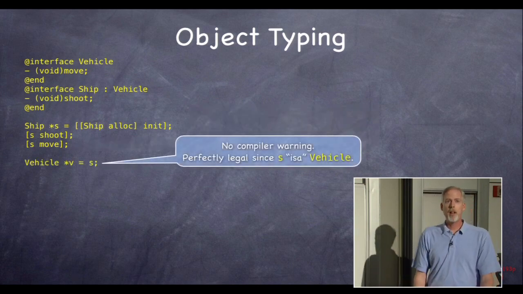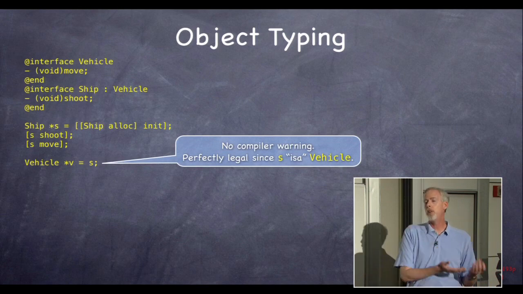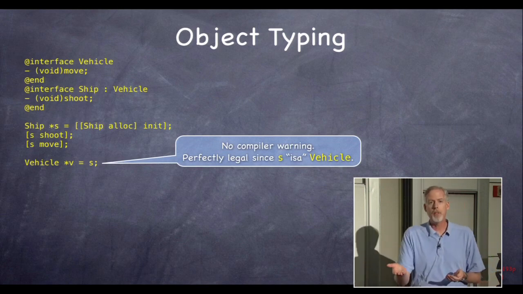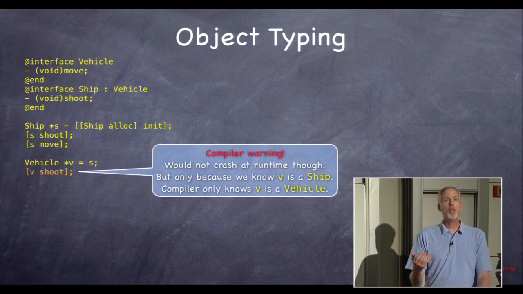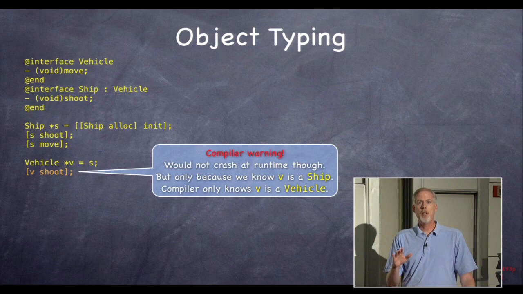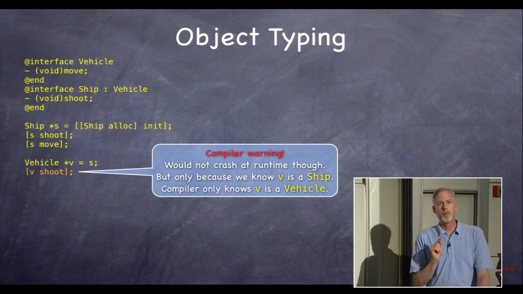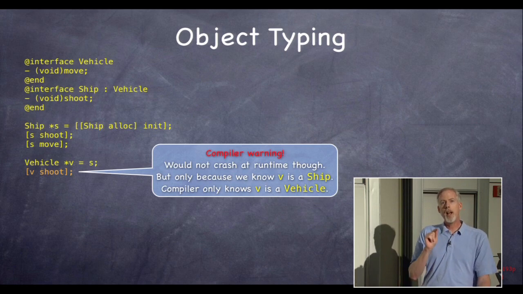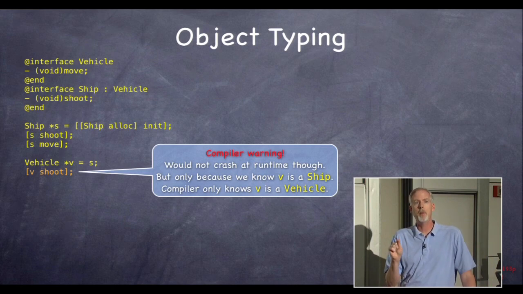Can I do this? Vehicle star v equals s? Of course I can, because a ship is a vehicle, so I can create a pointer to a vehicle, and I can put a ship in there. And so can I say v shoot? No. Do you see why I can't say v shoot here? Because v is a vehicle. Vehicles don't know how to shoot. The fact that that pointer actually points to a ship, which does know how to shoot, there's no way for the compiler to reliably know that.